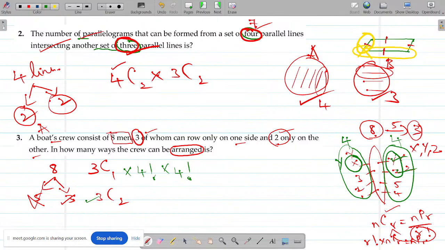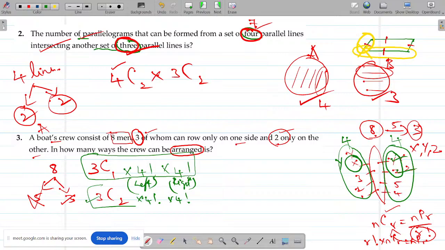You agree with me? Why 4 factorial? 4 places, 4 different ways. Why this 4 factorial? This is for left hand side. This is for right hand side. So your answer is 3C1 into 4 factorial into 4 factorial. Or you can take 3C2 into 4 factorial into 4 factorial. So why is this 4 factorial part? It's an arrangement problem. It's a permutation problem. If it is a combination problem, it's just 3C1 or 3C2 is the answer. Because you are arranging left hand side and right hand side internally, you have to multiply by 4 factorial. Is it okay?